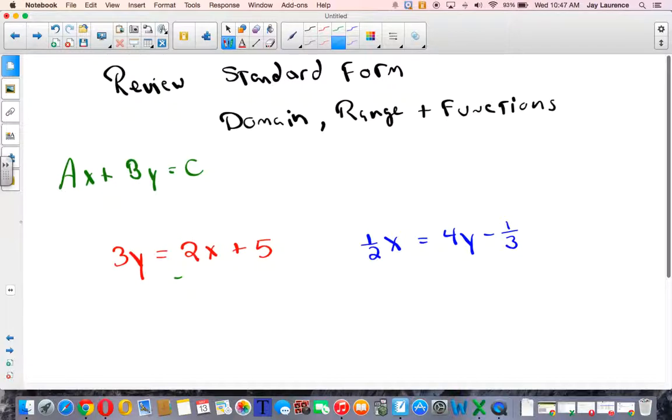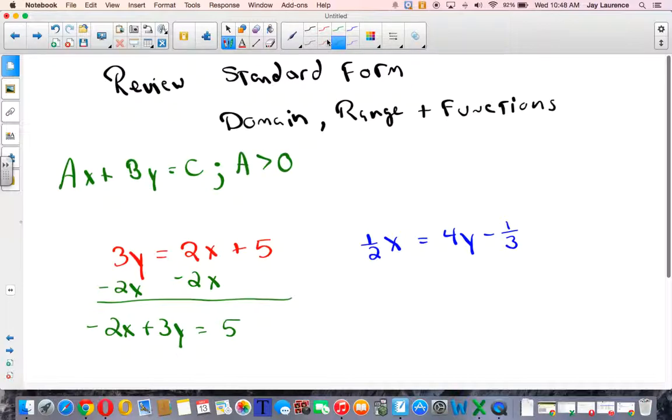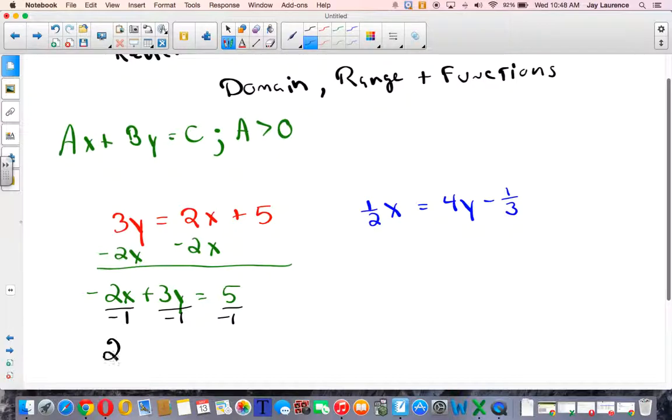So I think I'm going to subtract 2x from both sides here on this red equation. I'll get negative 2x plus 3y equals 5. But I'm not in standard form because remember that a must be greater than 0. So I'm going to have to divide through by negative 1, or multiply through by negative 1, same result. And I will end up with 2x minus 3y equals negative 5. And there you go. Now we're in standard form.